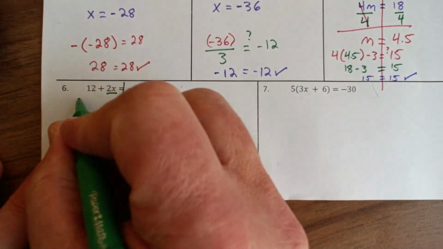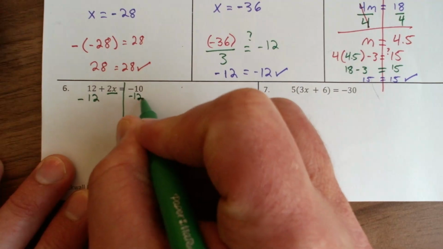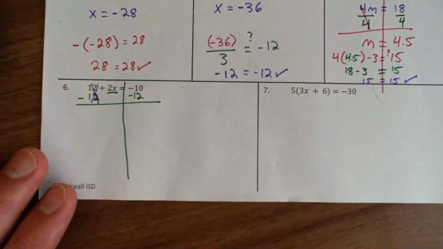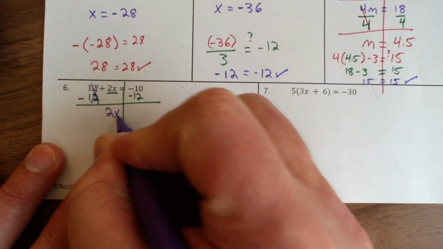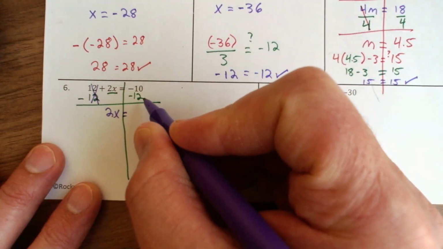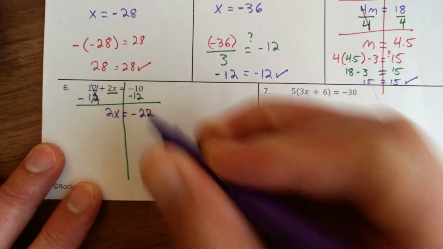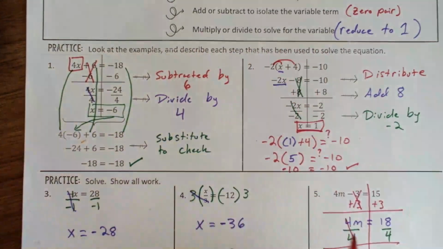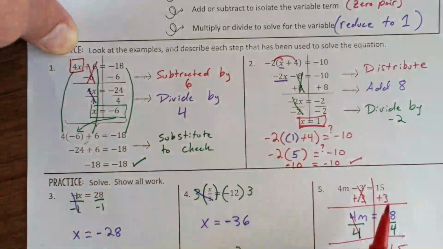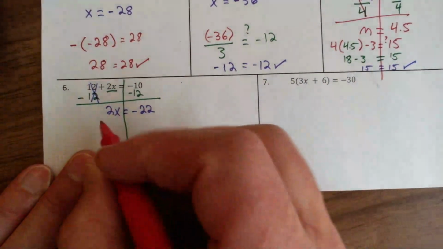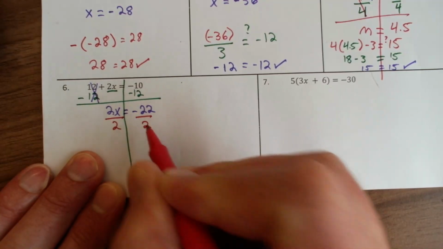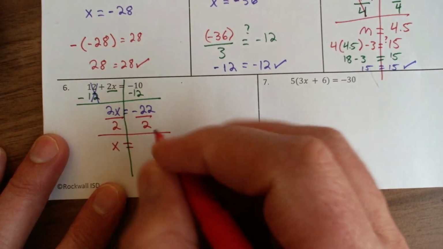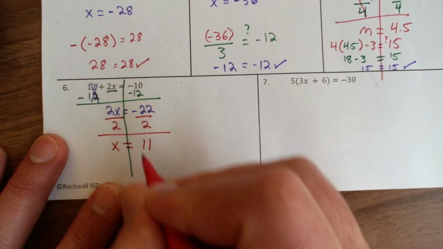This is positive 12. The opposite of positive 12 is negative 12. This creates a zero pair. I want this to go away. I'm left with 2x. Negative 10 minus 12 is negative 22. My final step, multiply or divide to solve for the variable, reducing it to 1. I currently have 2 x's. I want to divide by 2. That leaves me x equals 22 divided by 2 is 11. A negative divided by a positive is a negative.